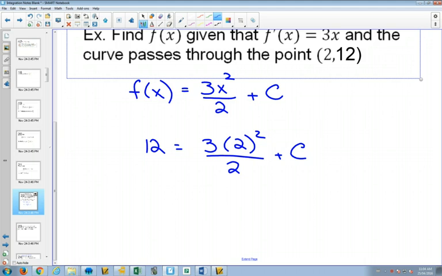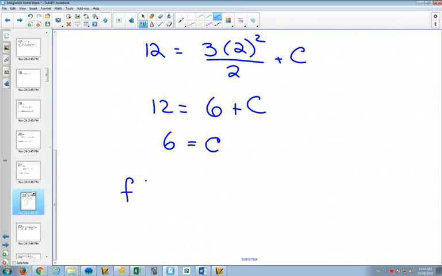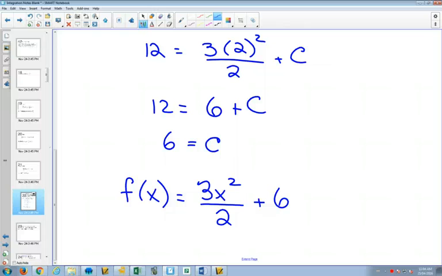And now the only thing we have left to solve for is c. We can simplify this. 12 divided by 2 is 6. So we find out that 6 is equal to c. And now, because it said find the equation, now that we've solved for c, we can write out the equation: 3x squared divided by 2 plus 6.